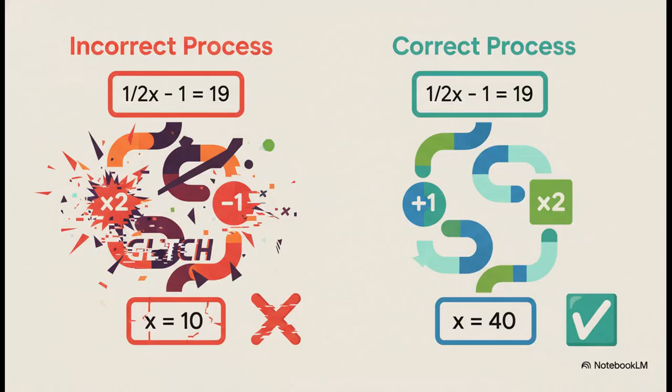Okay, check this out. This shows you just how easy it is for one tiny mistake to throw everything off. So on the left, you see a really common error that gets you x equals 10. But that's just wrong. It leads to this impossible statement that 4 equals 19. No way! Now look at the right. The correct process gets us to x equals 40. And that one works perfectly. So what's the only difference between a total mess and the right answer? It's just the order of the steps.